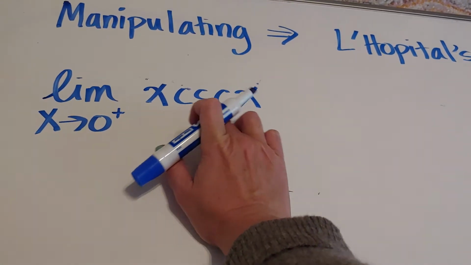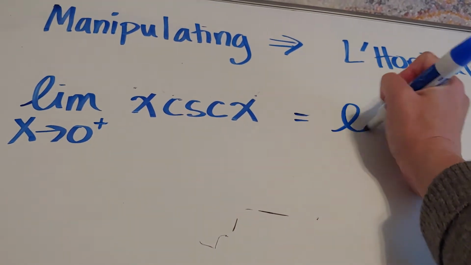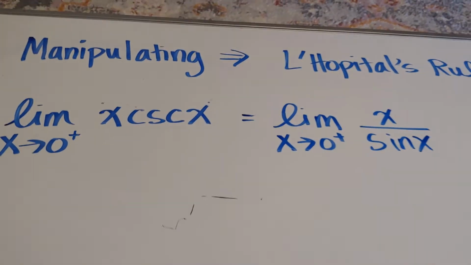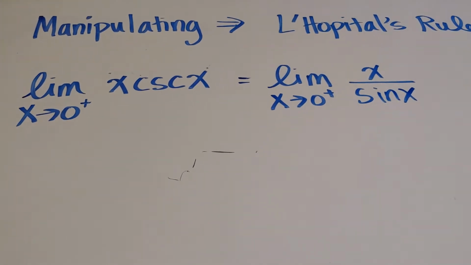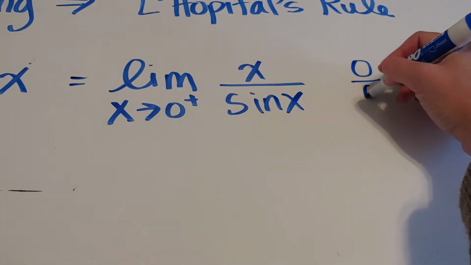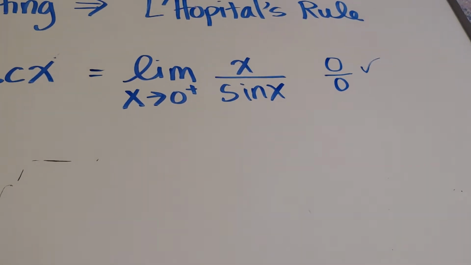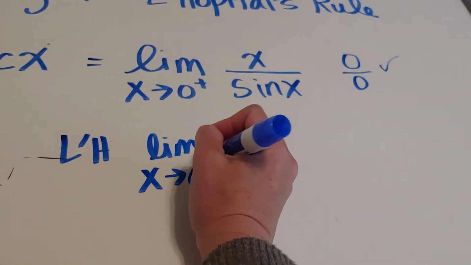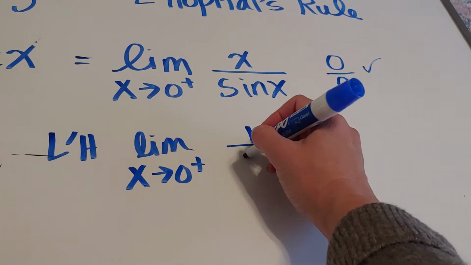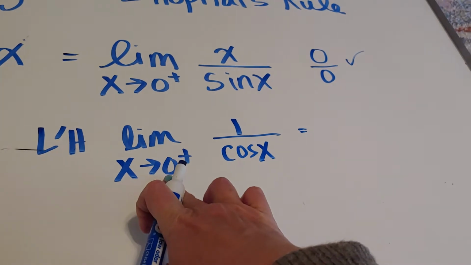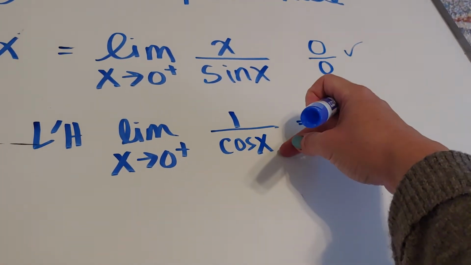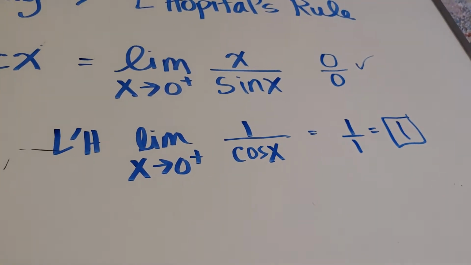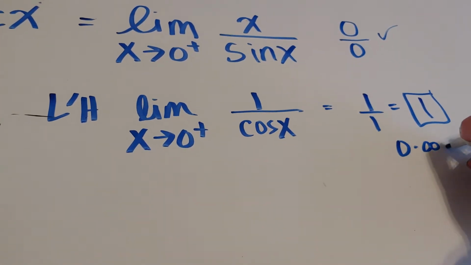However, I can easily rewrite cosecant so that it is sine. Okay, fraction. Does it fit L'Hopital's rule? It does. So now I can go ahead and answer this question by using L'Hopital's rule. The derivative of x is 1, the derivative of sine is cosine, and now I'm going to plug in 0. So what I end up getting is 1 over the cosine of 0, that's 1 over 1, which is 1. Why did I gasp? Because in this instance, 0 times infinity ended up equaling 1.